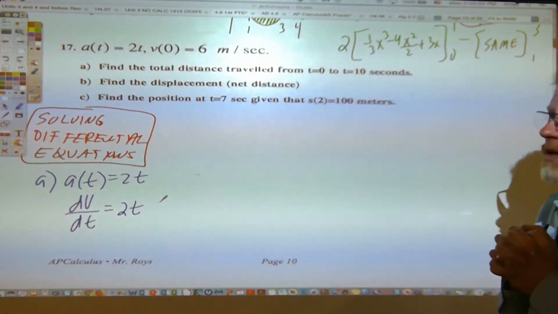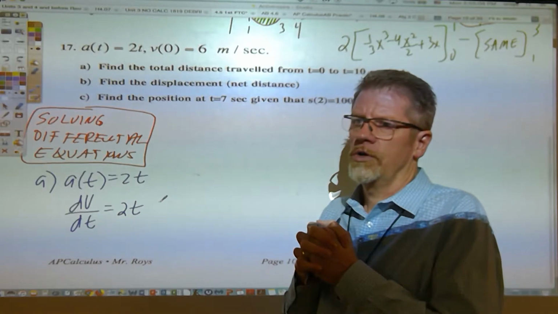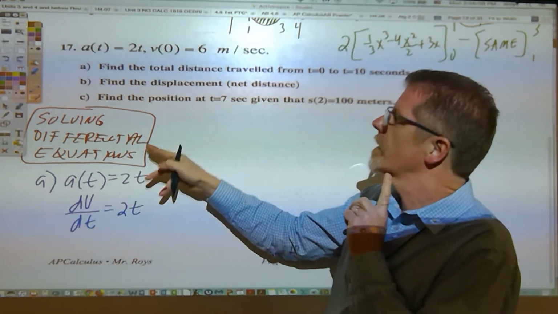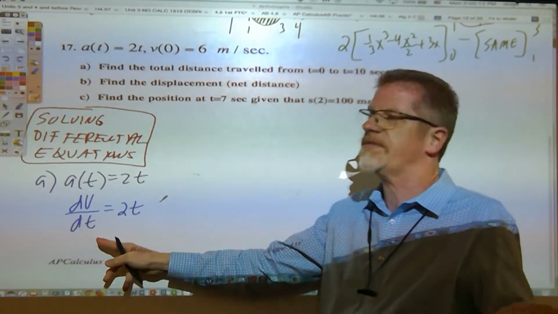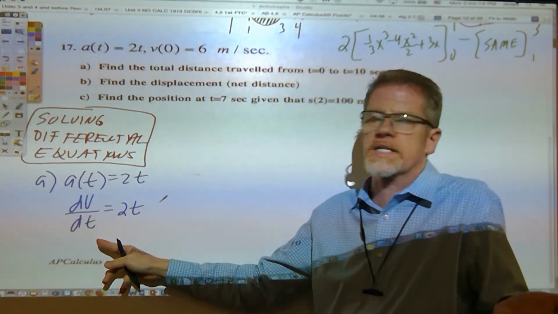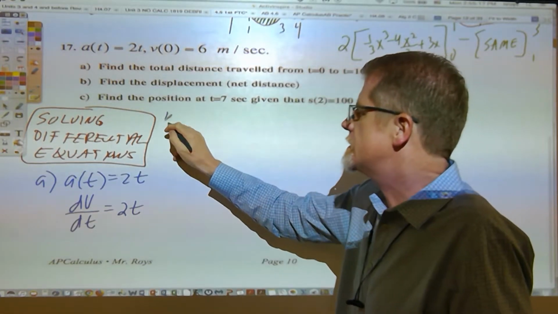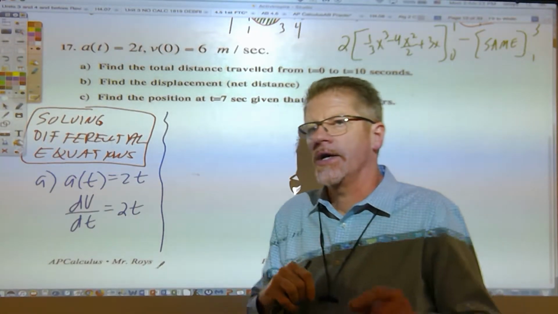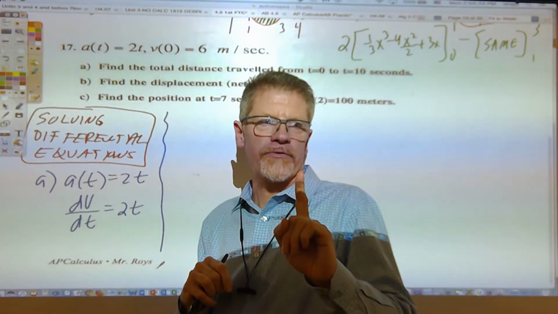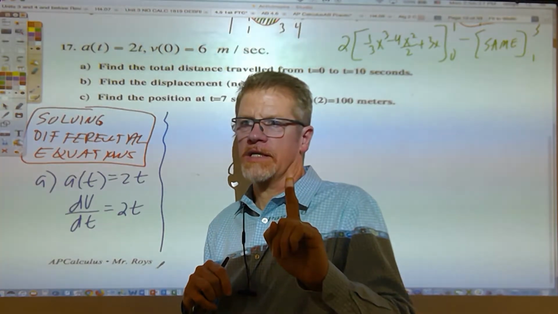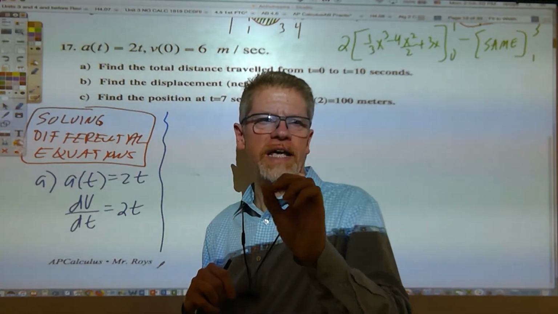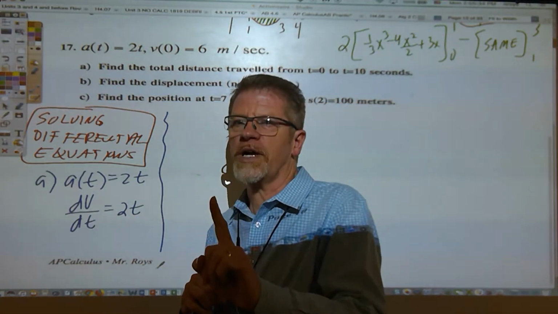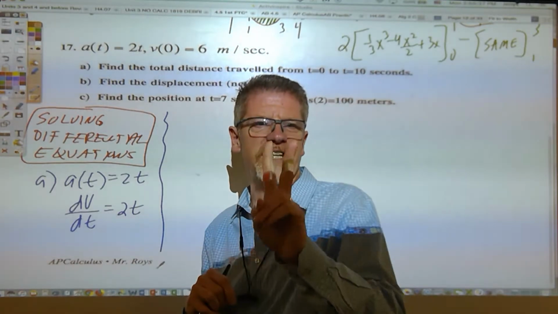Now, in order to solve a differential equation, we integrate. Acceleration is the derivative of velocity, so a of t is the same thing as dv dt. It's just another symbol for acceleration. Now, we're going to separate the v's and the t's before we integrate. The number one strategy for solving differential equations in calculus is called separate and integrate. It's a two-step process where step one involves separation of variables and step two involves integration.